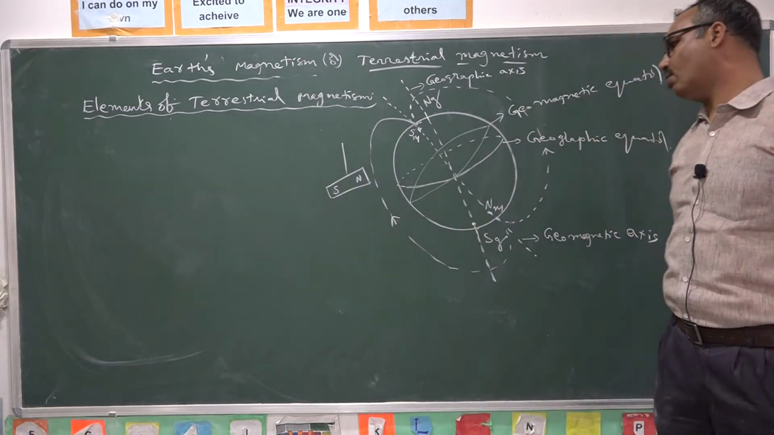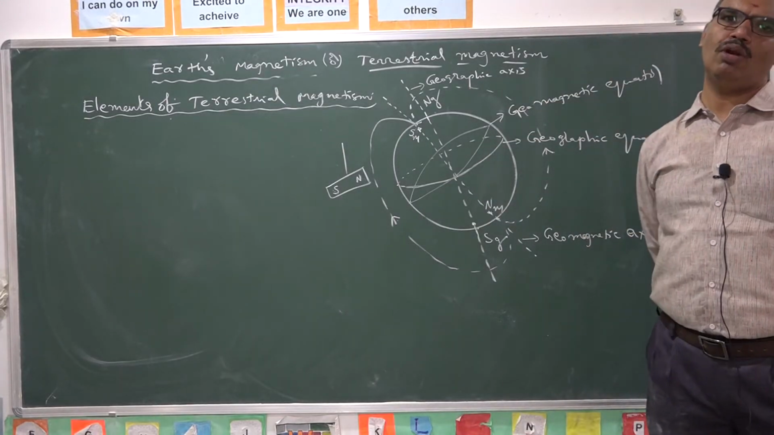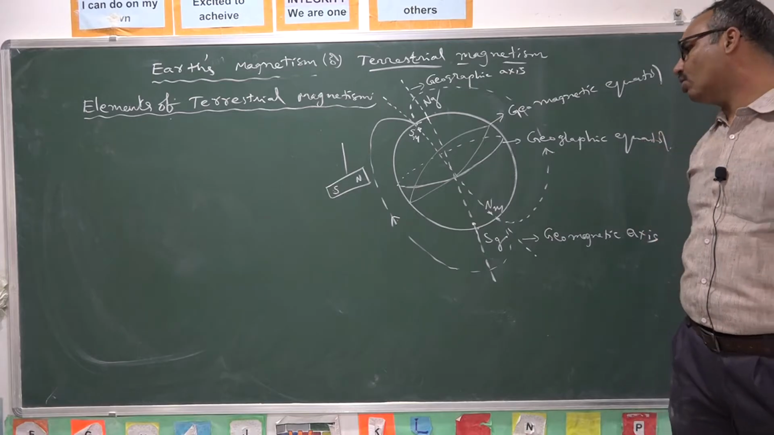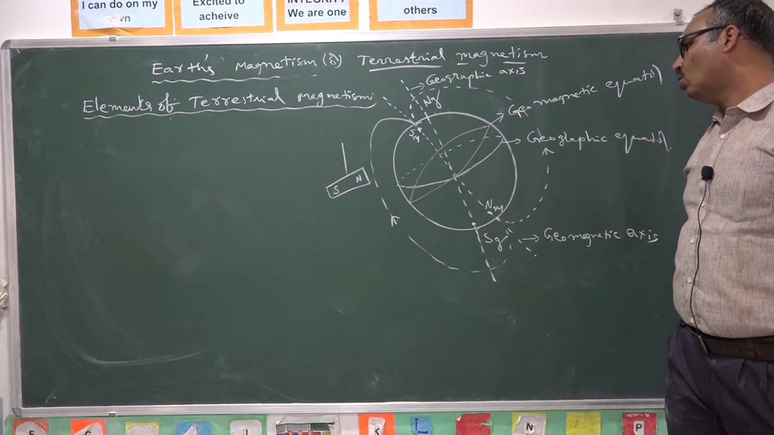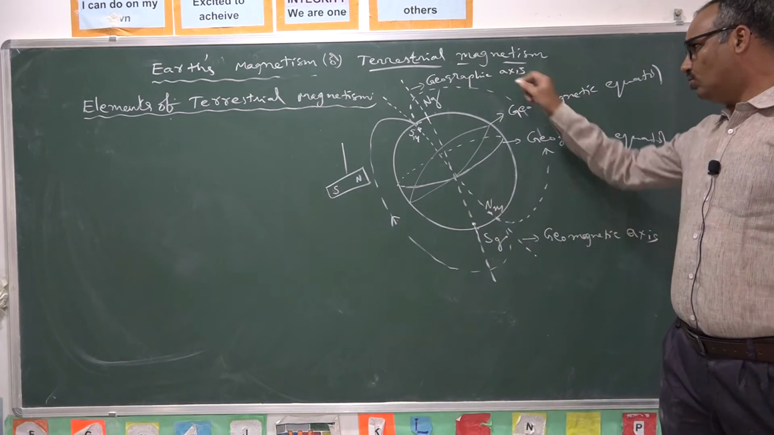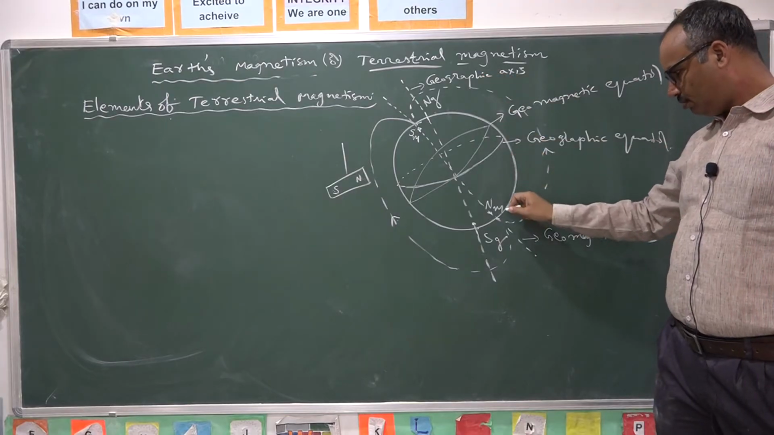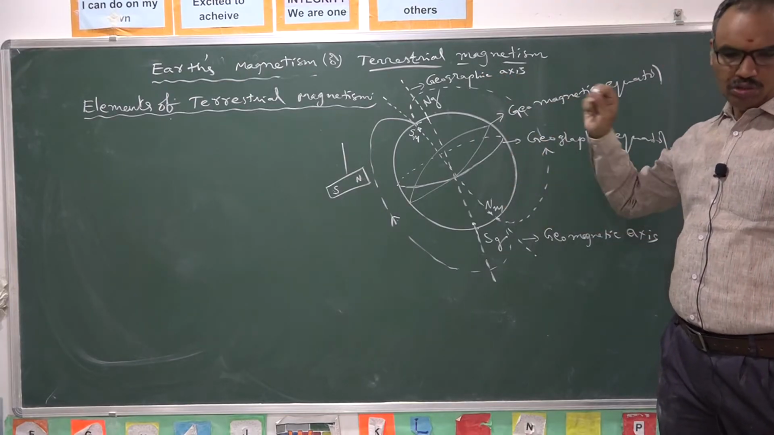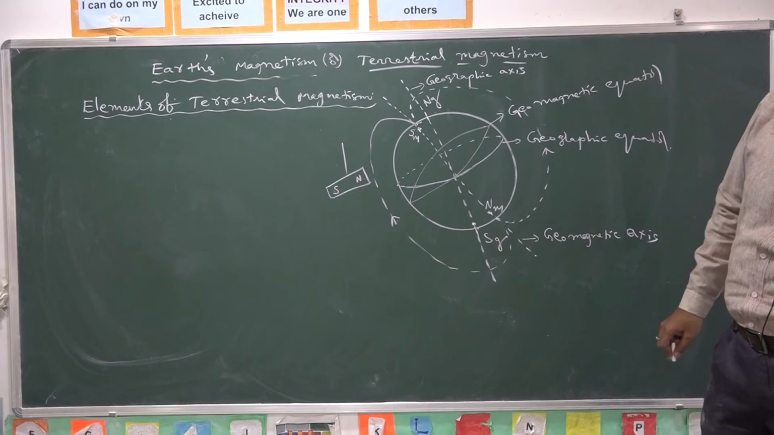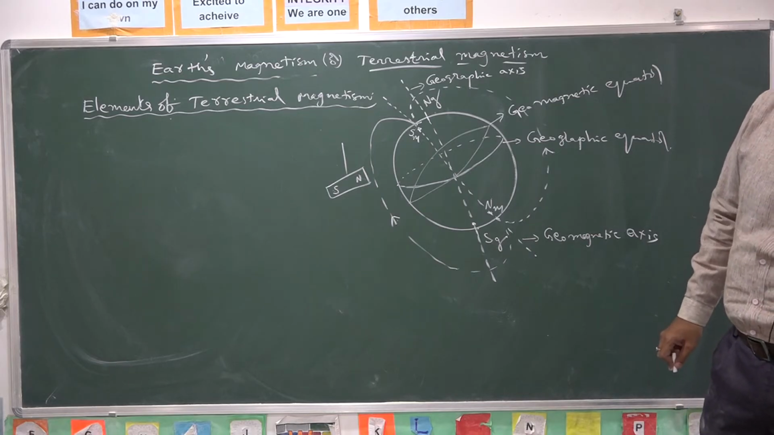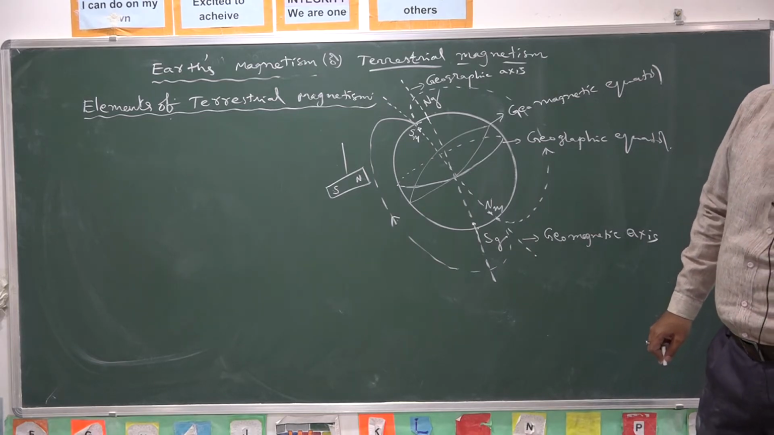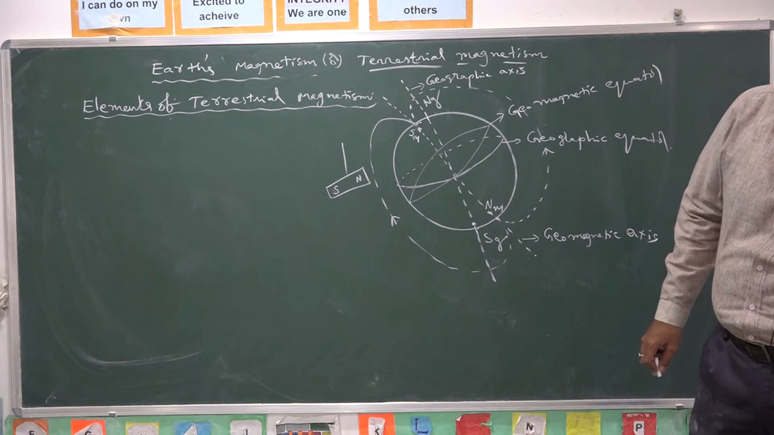Lines of induction are moving from the south pole, that means geographic south pole, to geographic north pole. That means geomagnetic north pole to geomagnetic south pole. So, this is about the basic idea of magnetism of Earth.